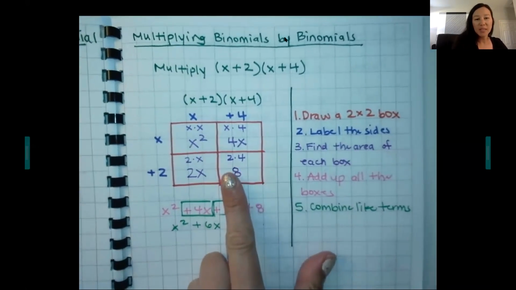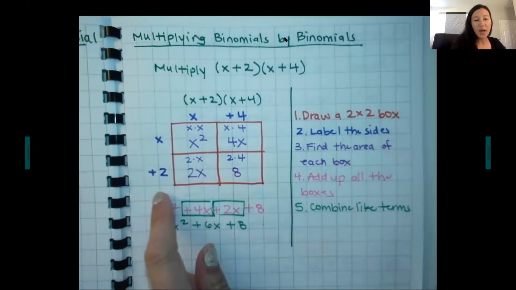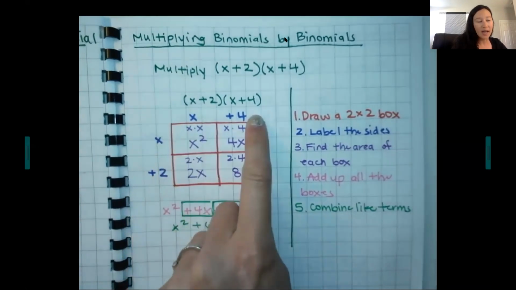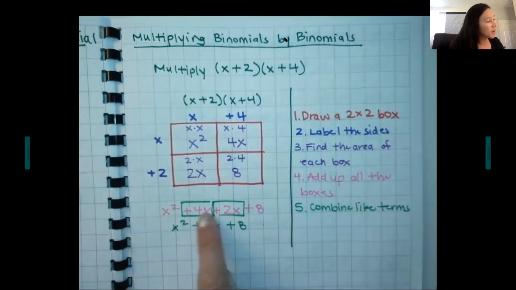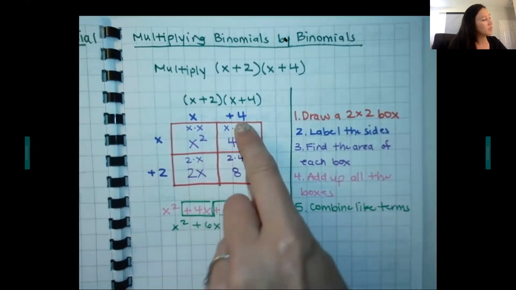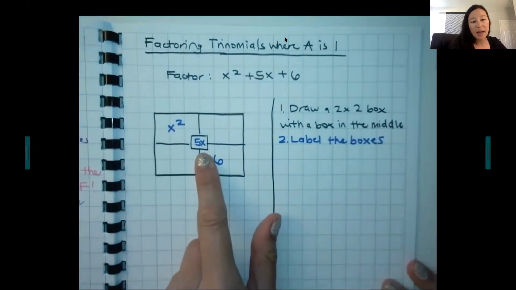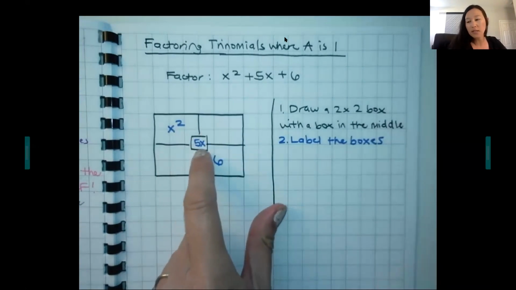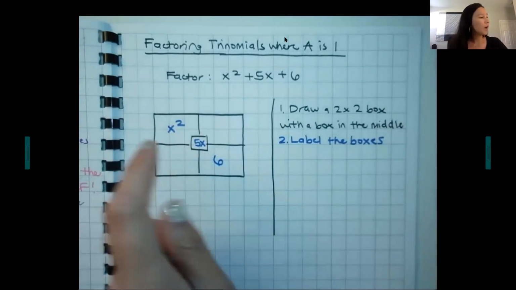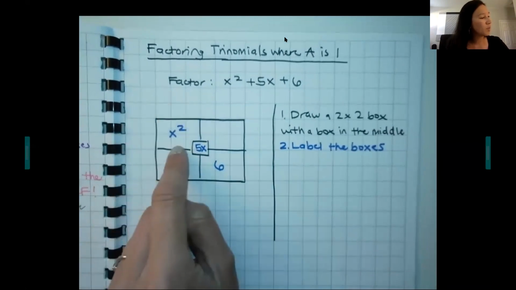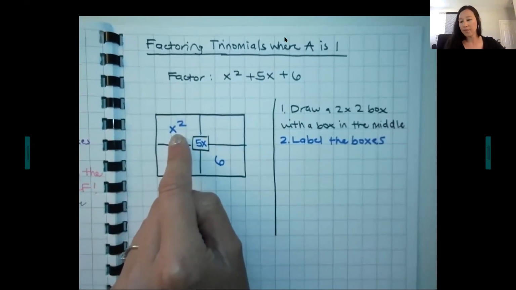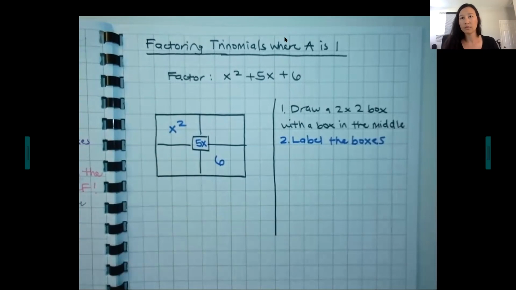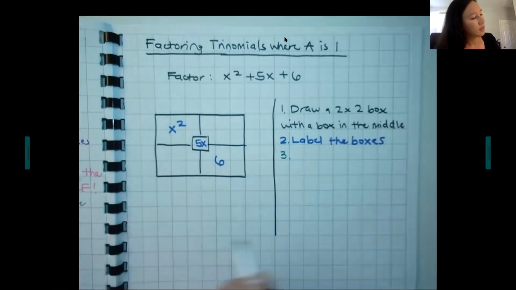So remember, just like this, but now we're working backwards. So instead of being given our sides and multiplying, remember we would combine our like terms of these 2 boxes. That's why we have this 5x here, because we know these 2 boxes combine to give us this box. And we know that these 2 sides multiply to give us this box.